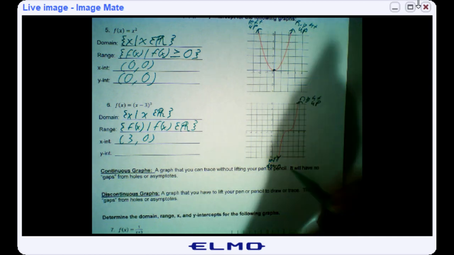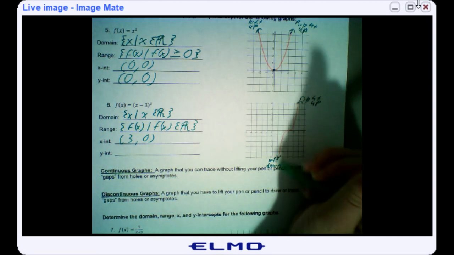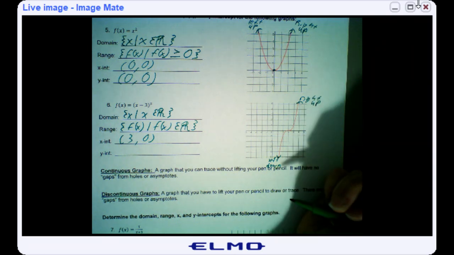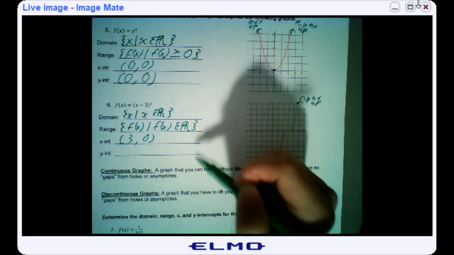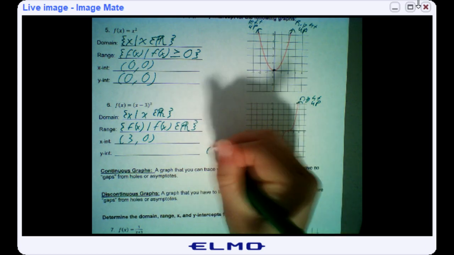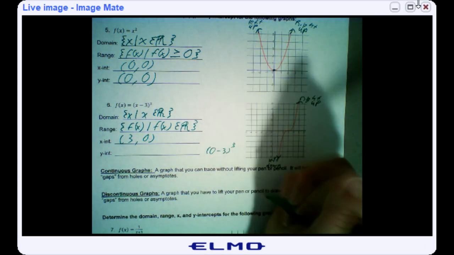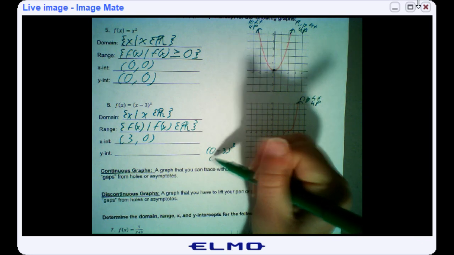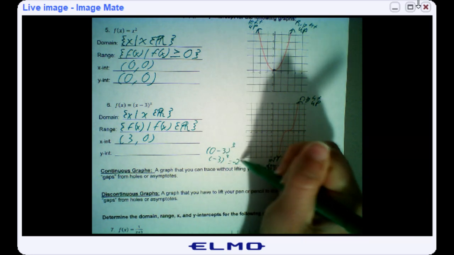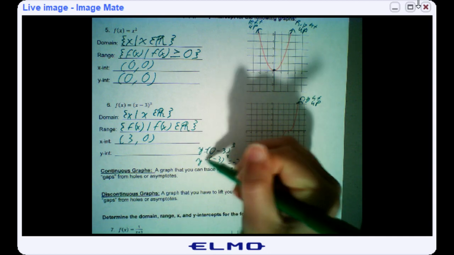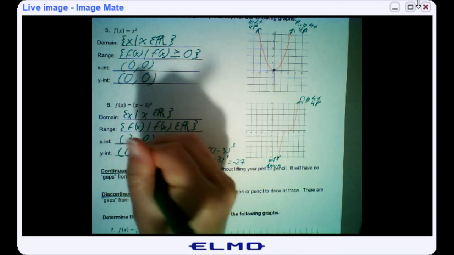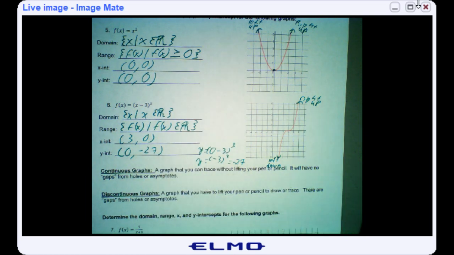The y-intercept, because I'm going left forever, I know I will eventually cross the y-axis. You can either look this one up in Desmos to figure it out, and you might have to move the graph around, or we know for our y-intercept, the x value is always 0. I can just plug 0 in. So if I plug 0 in for x, we have 0 minus 3, cubed. That's going to give me negative 3 cubed, which is negative 27. So I'm going to have 0, negative 27 as my y-intercept.